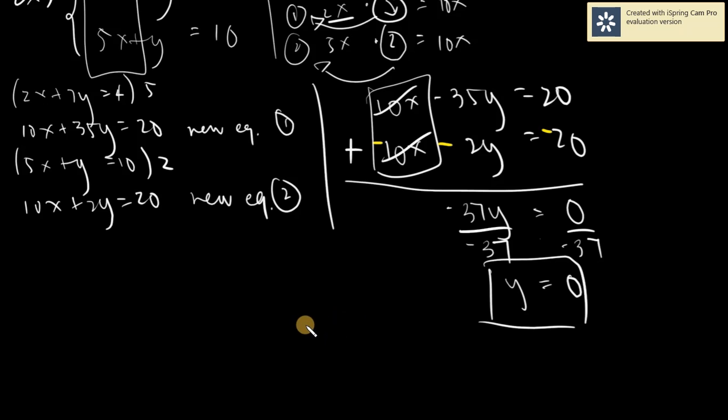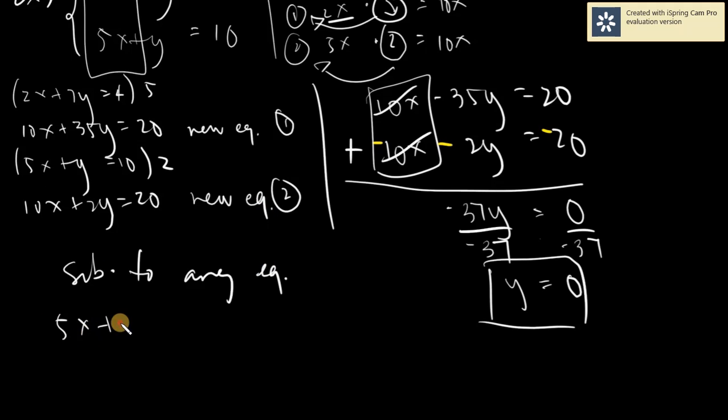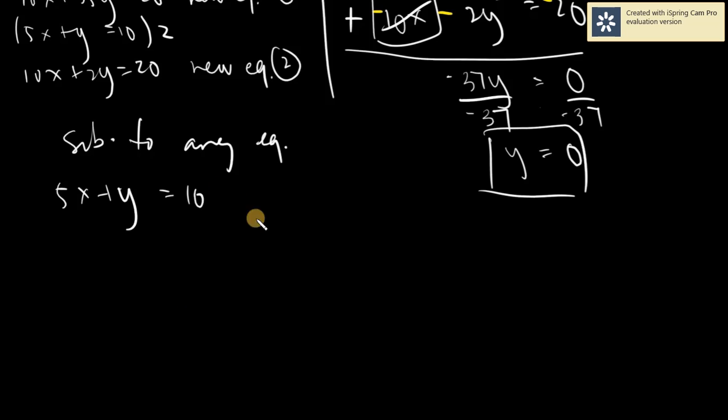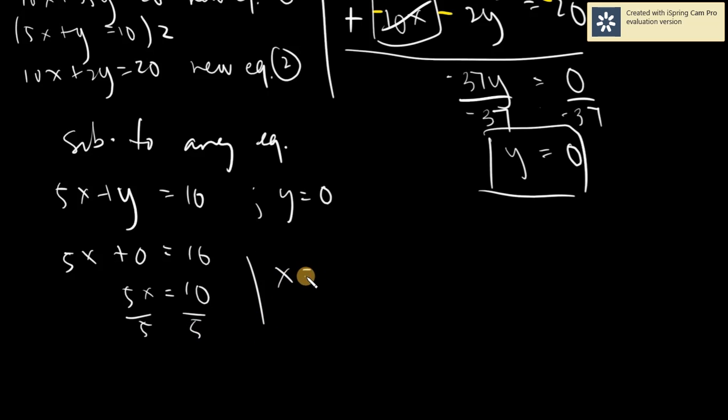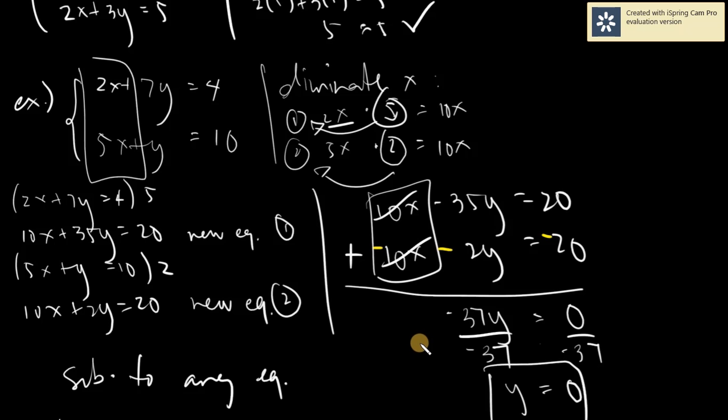The next thing that you need to do is simply substitute to any equation. I will choose equation number 2, kasi equation 2 is 5x plus y is equal to 10. Substituting that, our y is equal to 0. 5x plus 0 is equal to 10. 5x is equal to 10. Divide by 5, divide by 5. X is equal to 2. Your solution for x is 2, your solution for y is 0, your entire solution is 2, comma, 0. And that would be it. And of course, you can just simply check if you would want to.